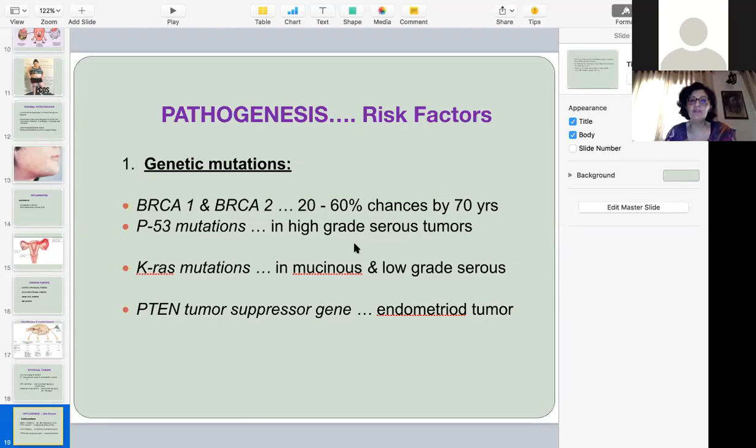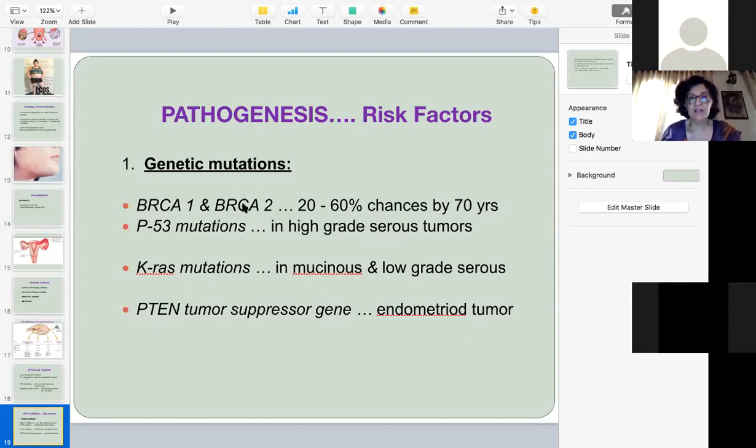P53 mutations are typically seen in high-grade serous tumors, KRAS mutations in mucinous tumors and in low-grade serous tumors, and PTEN mutation is seen in endometrioid tumors. High-grade serous tumors with P53 mutation, mucinous and low-grade with KRAS mutation, and PTEN mutation in endometrioid tumors we will also discuss in the endometrial carcinomas. And BRCA mutations are a very important genetic mutation for ovarian cancers.